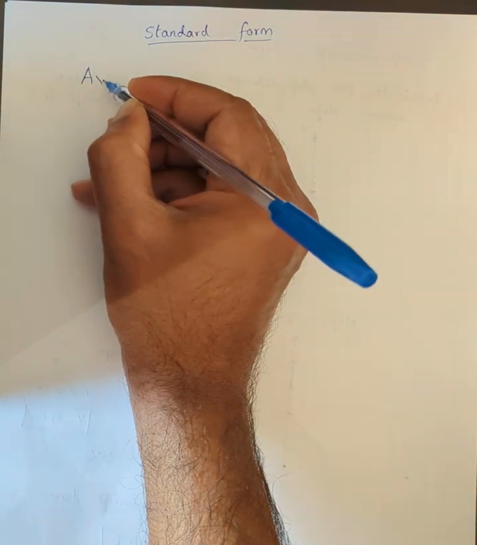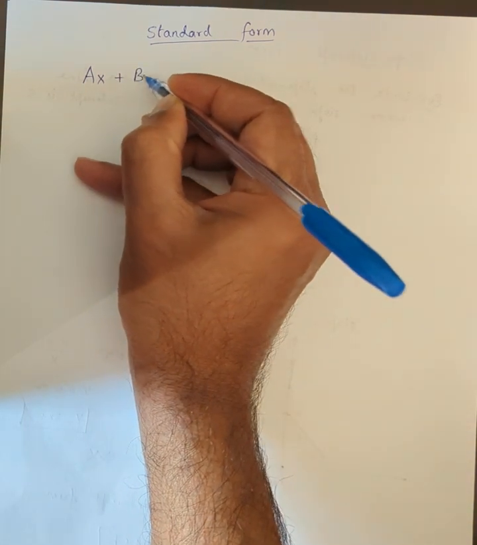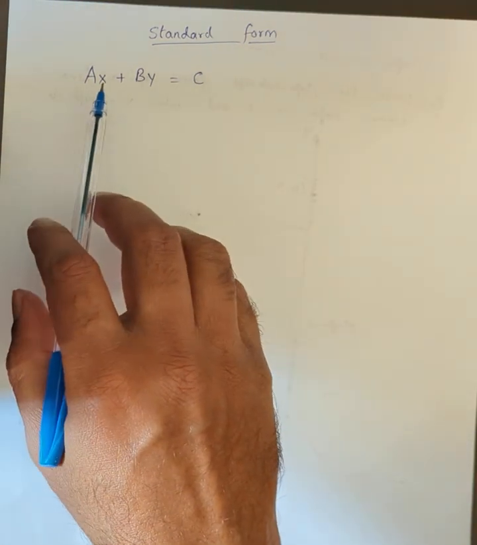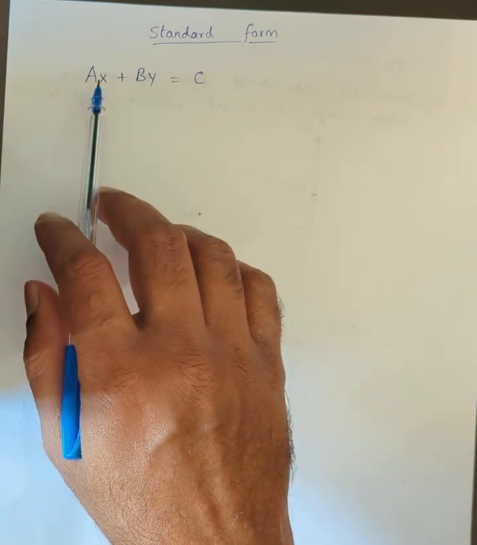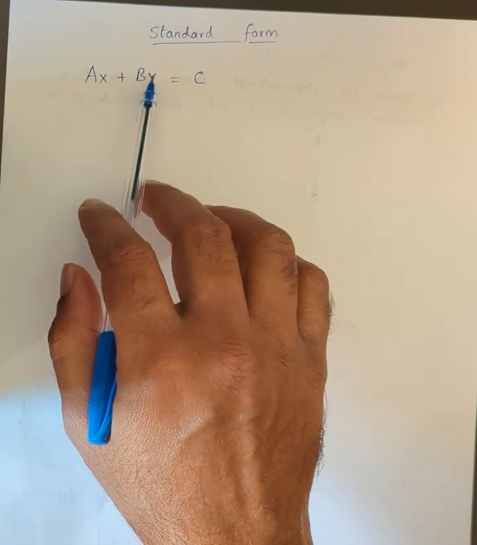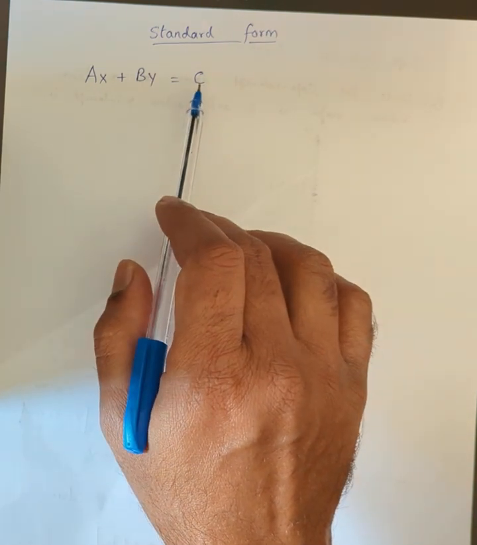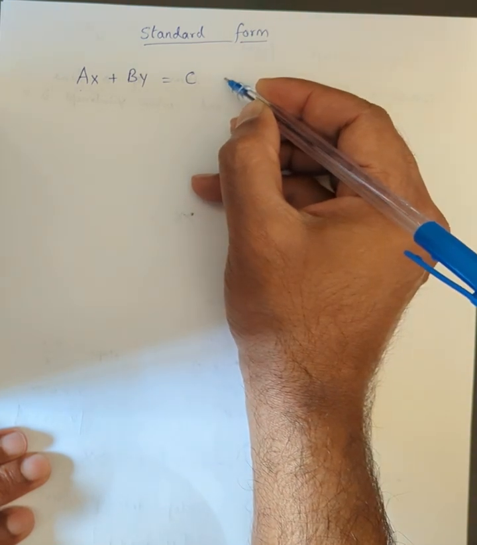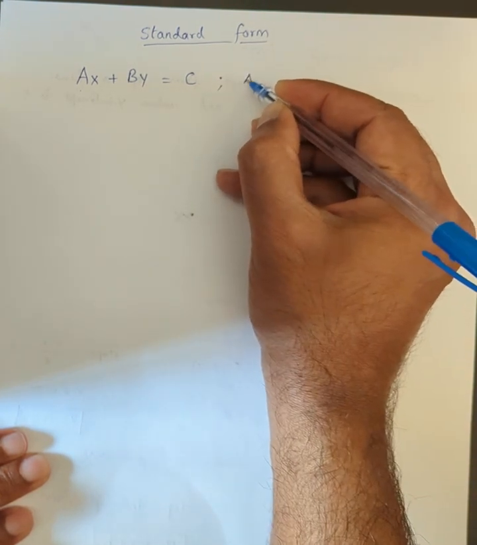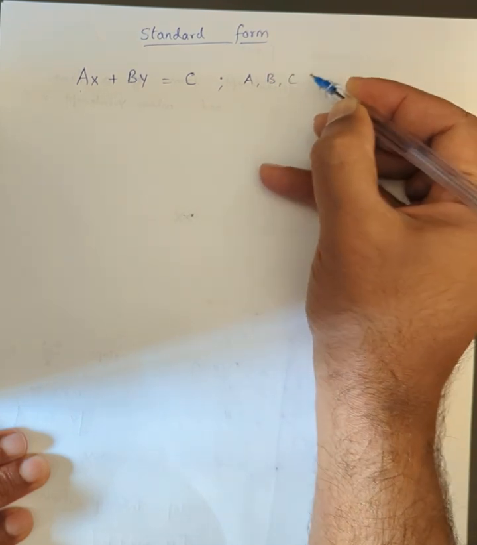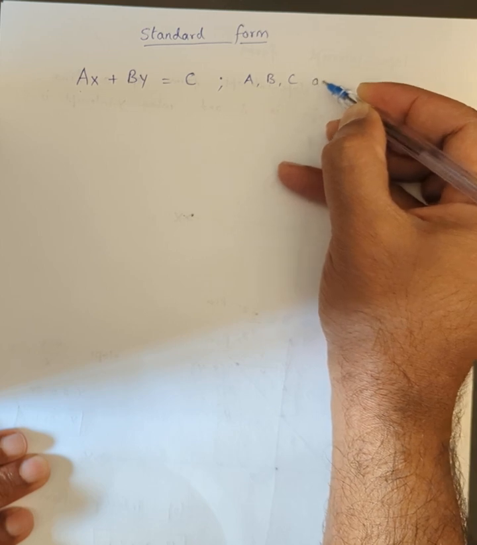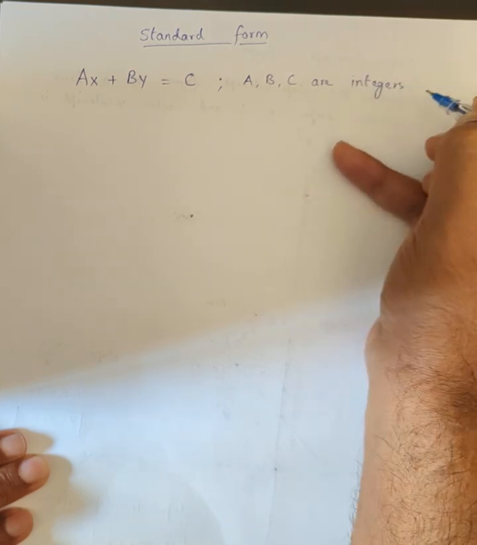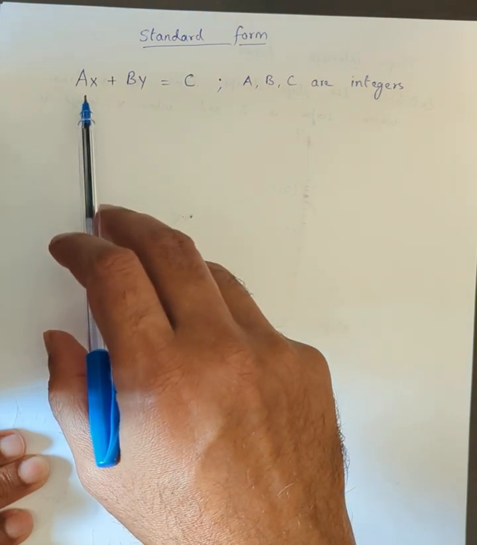It looks like this. Ax plus By is equal to C. So the thing to notice is all the variables are on the left side. The term involving x and the one involving y is on the left, and the right side is just a constant. Here A, B, C are constants, and in addition what we want is A, B, C to be integers, and some people specify that A has to be positive.